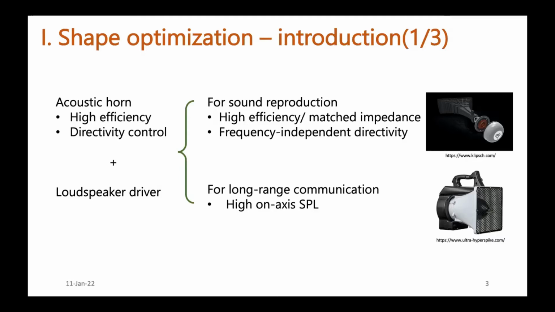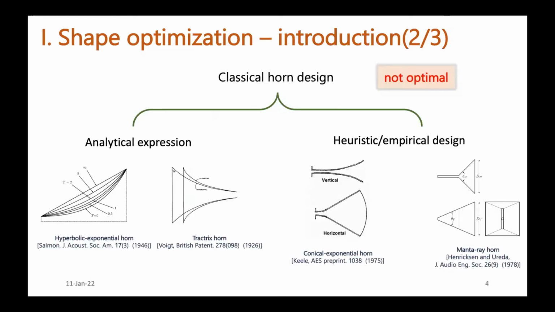And another small area of application is the long-range communication use. This picture is a megaphone, and in this case, we want the sound to propagate to a very long distance. So the design goal is high on-axis SPL. And we should design the horn shape to reach these goals.